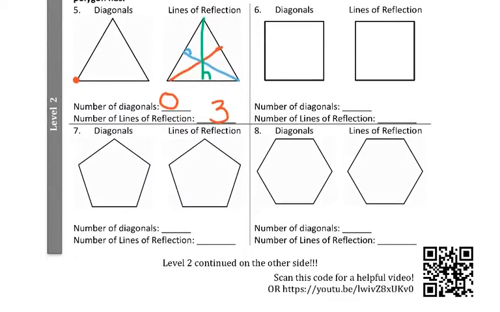Alright, let's go ahead and look at this hexagon down here in question 8. So why don't we start with the diagonals?